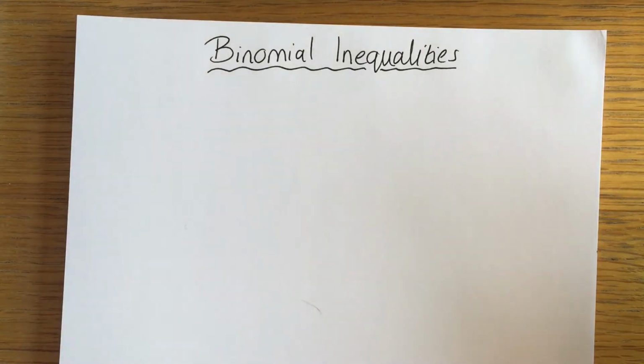Okay, so we're now moving on to finding inequalities with binomial distribution. What I mean by that is something like, what's the probability that x is greater than 3? What's the probability that x is less than or equal to 5? Something like that. I'm looking at the final 3 slides on the PowerPoint that I uploaded from your last lesson.